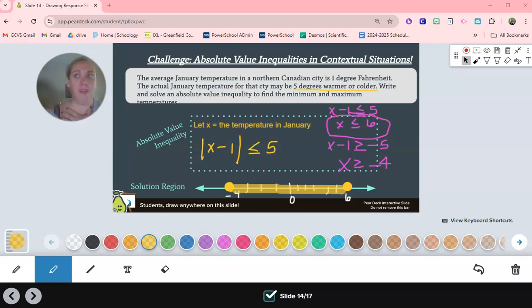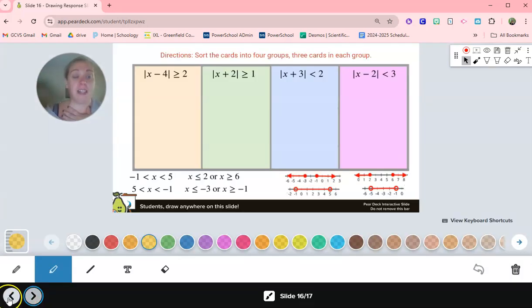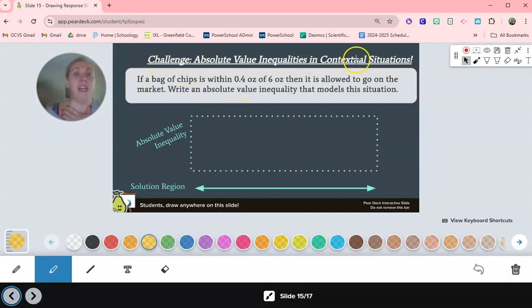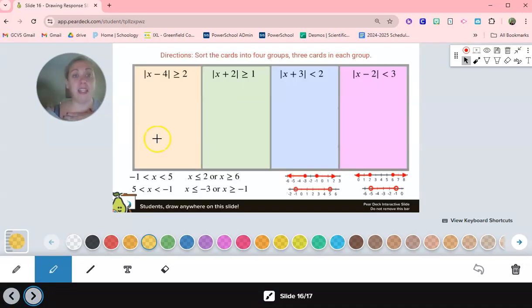Beautiful. And on slide 15, I want you to try slide 15 and 16 on your own. So on slide 15, you're going to try and write an absolute value inequality using this bag of chips and use what we did on slide 14 to get an idea on how to set that up. And then on slide 16, you're matching one of these inequalities and one of these graphs into each of these categories. So try your best working through this. You got it.